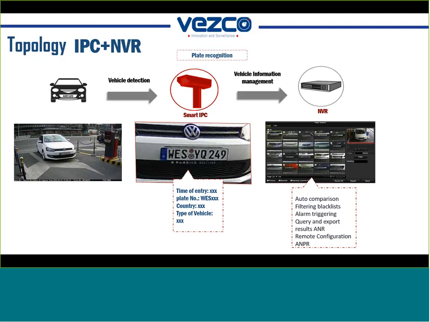There's a car entering, so the camera automatically recognizes that that's a white car. It then recognizes the plate, giving me the time of entry, the plate number, the country of the plate, and the type of vehicle that it is. Then that information is later on sent to my NVR, which will do auto comparison, filtering the black list and the white list, doing the alarm triggering, the query and exporting results, and remote configurations to the ANPR.